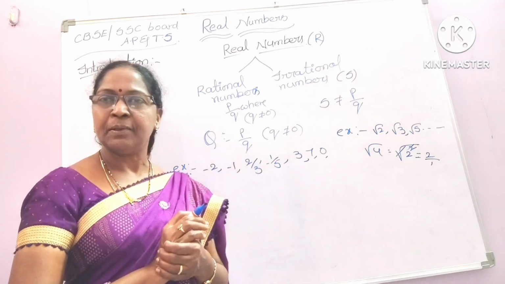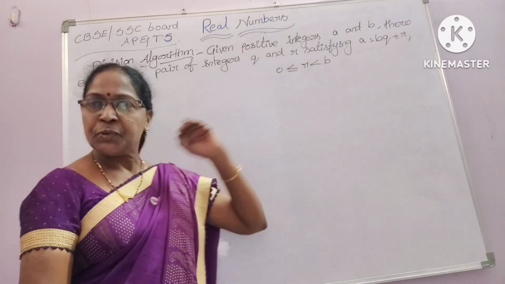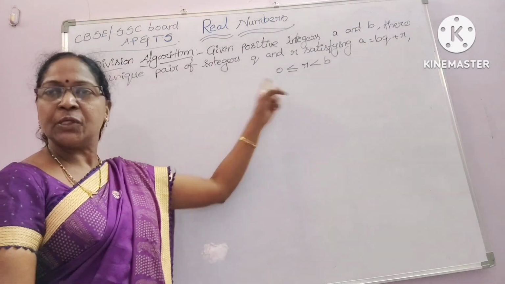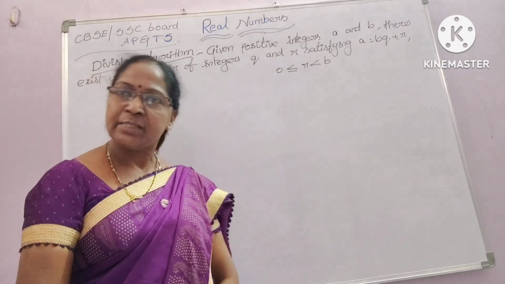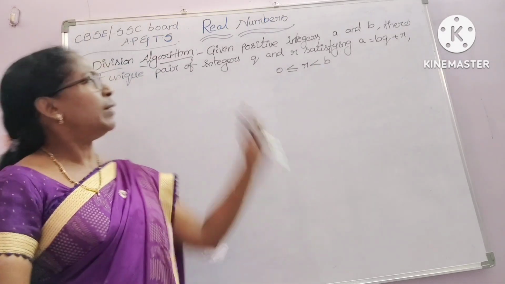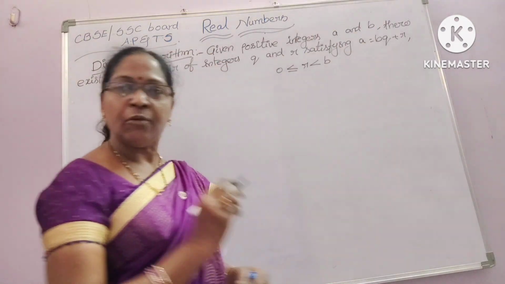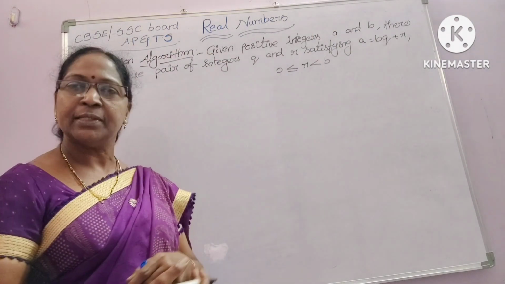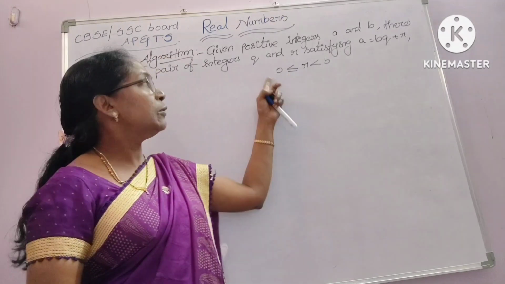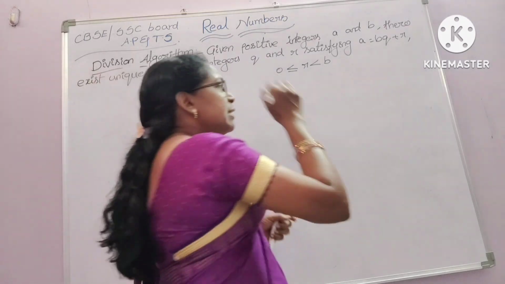What is the division algorithm? Given positive integers a and b, there exists a unique pair of integers q and r satisfying the equation a equal to bq plus r. What is the theorem? Division algorithm. Here a equal to bq plus r, that is the equation. One of the conditions is r is greater than or equal to 0 and less than b. That is the condition.